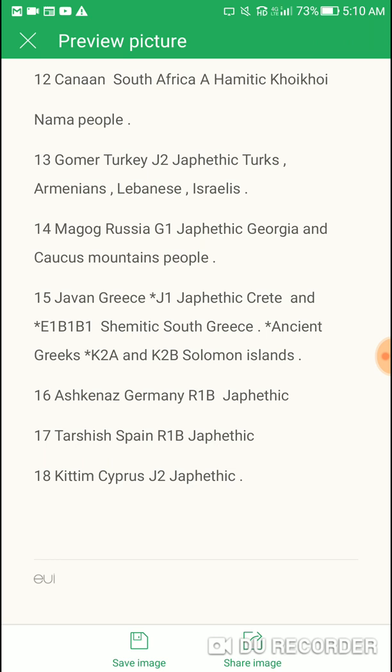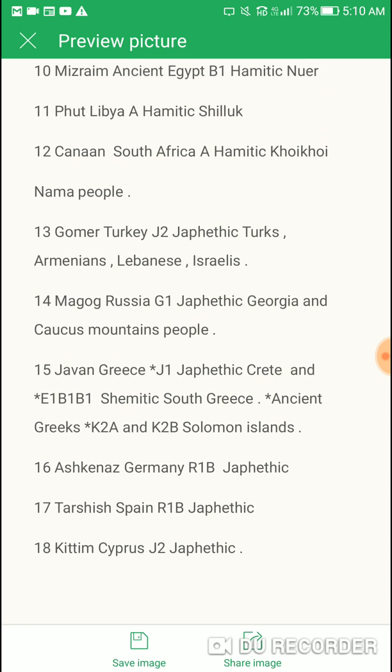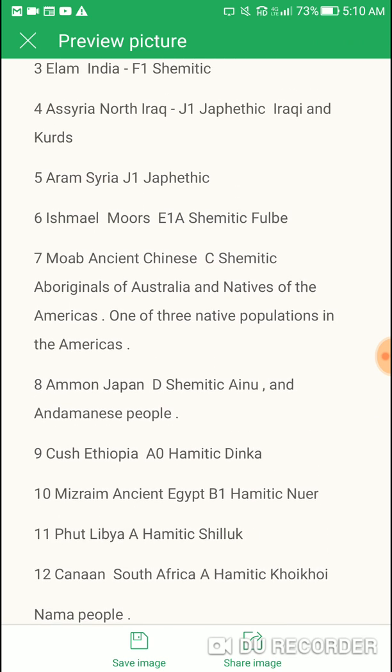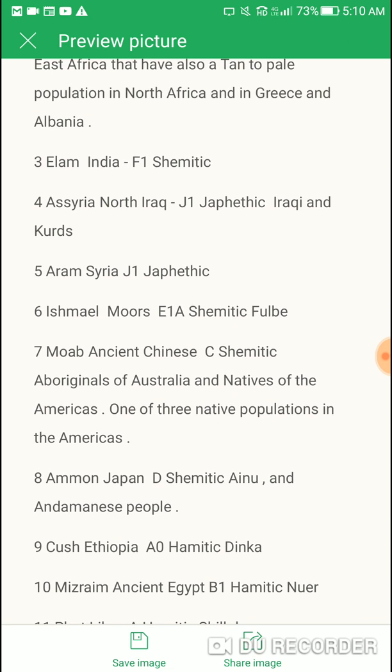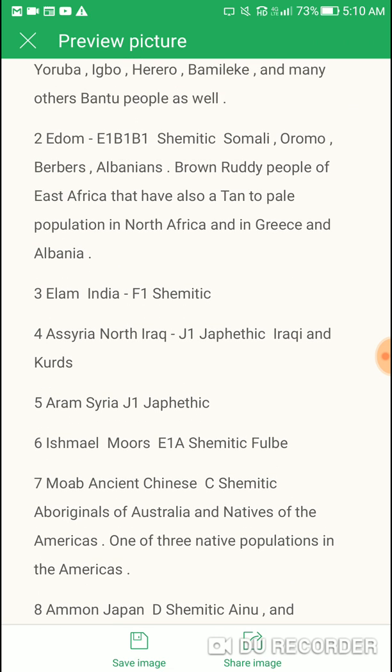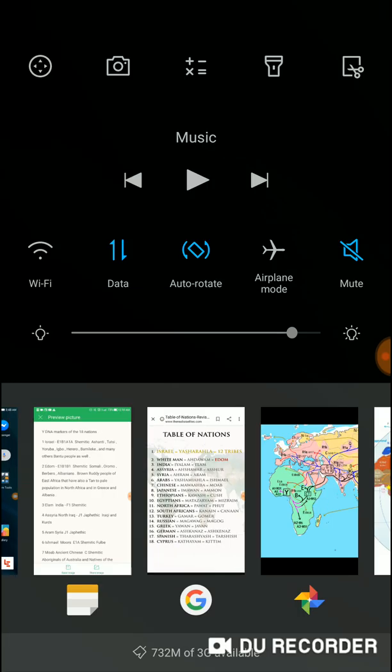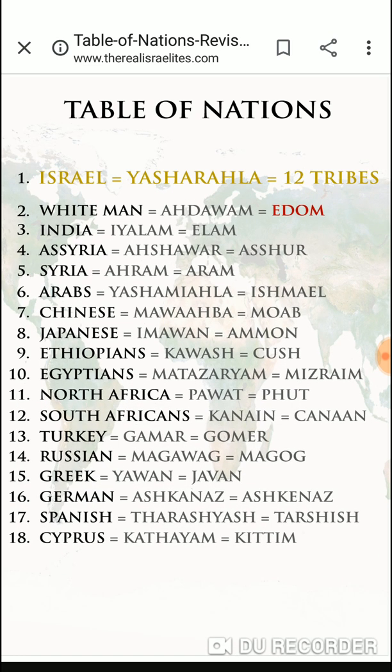Let's see. And then you have the Germans and the Spanish and the Cyprus people. And that's about it. So this would be your revised version of that, of the 18 nations.